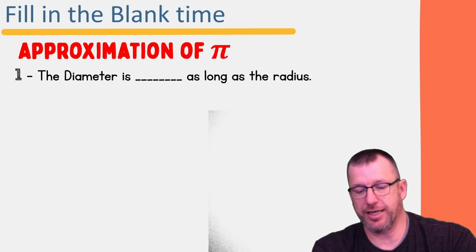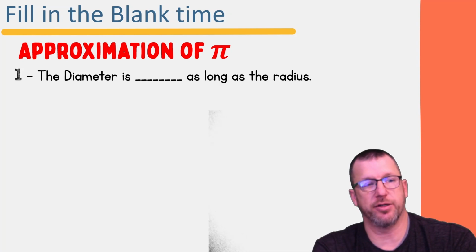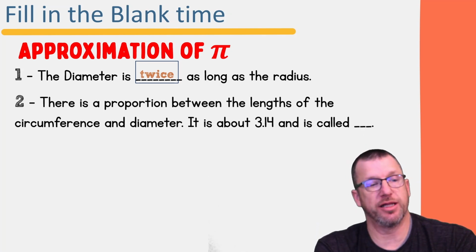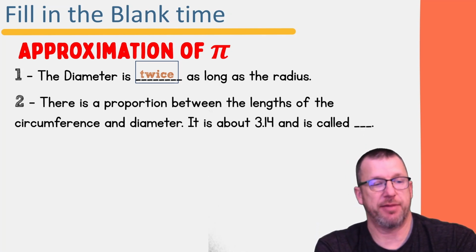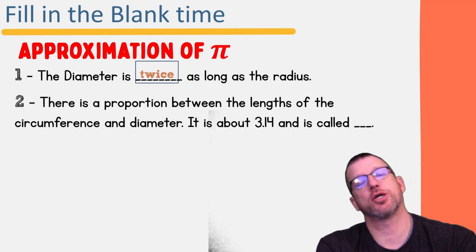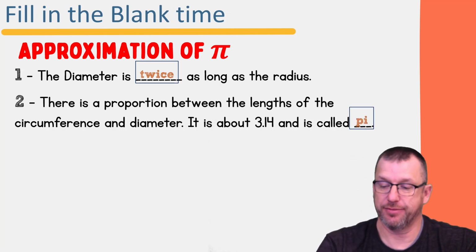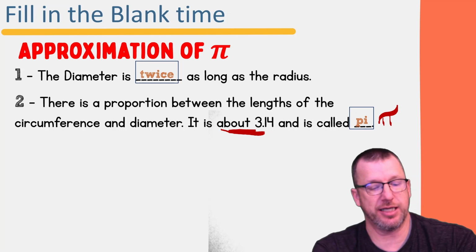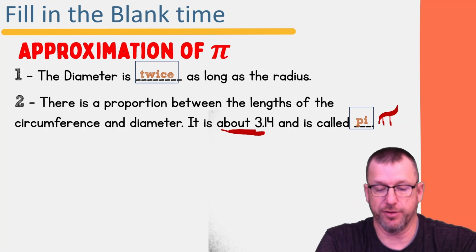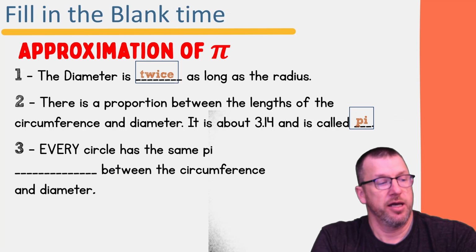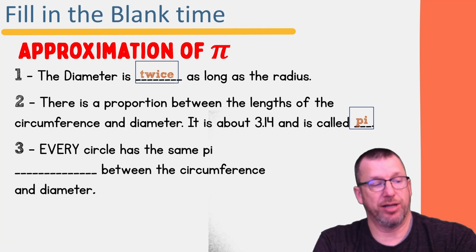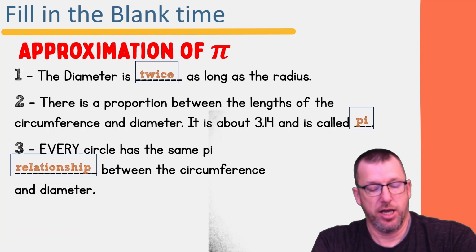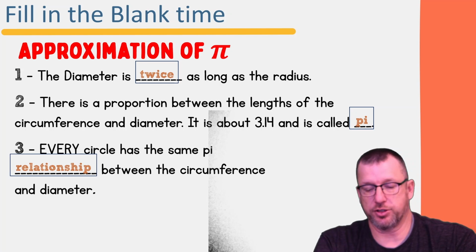Okay, so let's go ahead and fill in some blanks. The diameter is what compared to the radius? It's twice as long. There is a proportion between the lengths of the circumference and diameter. It is about 3.14, and it is called what? It's called pi. Or you could even draw the symbol if you'd like to, okay? And it's about 3.14. It's not exactly 3.14, it's about 3.14. Every circle has the same pi relationship, or the same pi proportion, when you figure out the circumference and diameter.